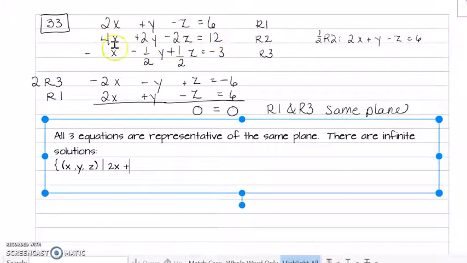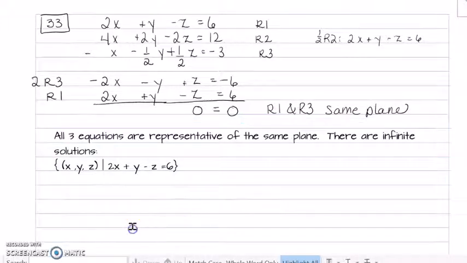Row 4 I can still factor the 2 out of. Row 3 here I have fractions and the leading coefficient of x is negative. So I want a positive coefficient of x and everything else to be integers. So y minus z equals 6, and then I close my curly braces. So on a test, this is what you would have to write as the solution set for this particular system.